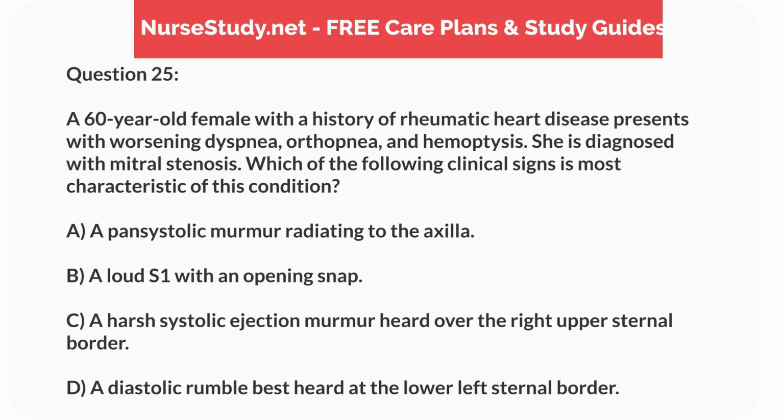Question 25. A 60-year-old female with a history of rheumatic heart disease presents with worsening dyspnea, orthopnea, and hemoptysis. She is diagnosed with mitral stenosis. Which of the following clinical signs is most characteristic of this condition? A. A pansystolic murmur radiating to the axilla. B. A loud S1 with an opening snap. C. A harsh systolic ejection murmur heard over the right upper sternal border. D. A diastolic rumble, best heard at the lower left sternal border.